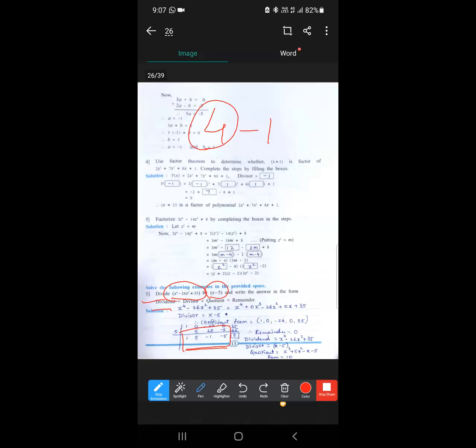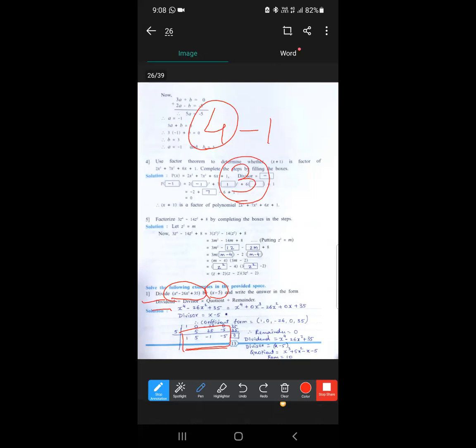So 4 minus 1, it will be what? 3. So this 3 is nothing but the highest degree of the quotient. Okay, so here it will be x raised to 3, then plus 5x square minus x minus 5.